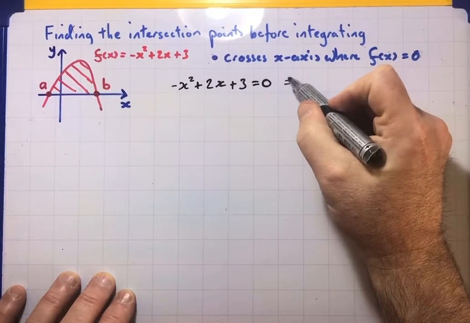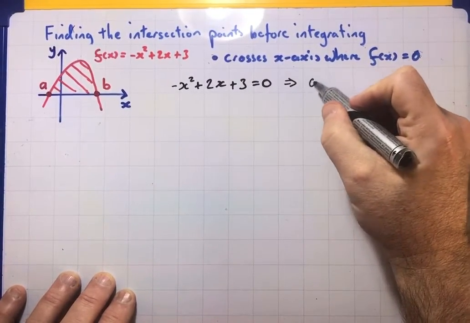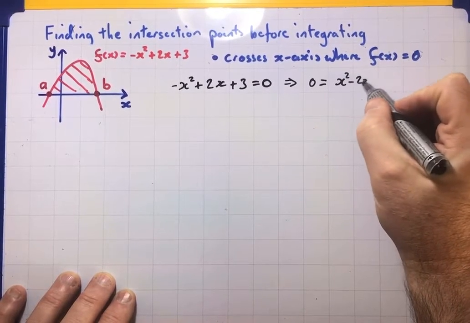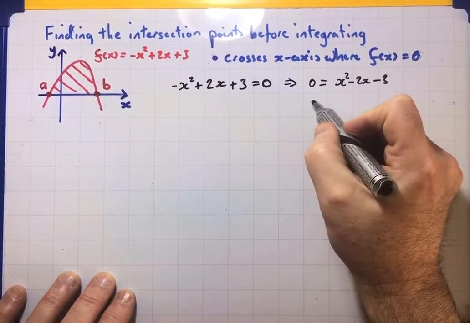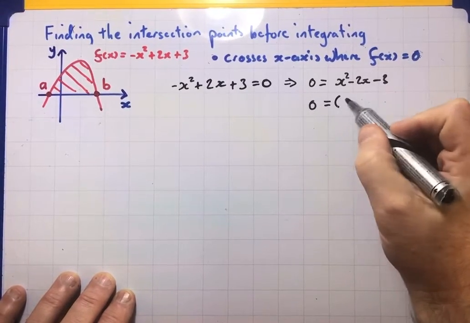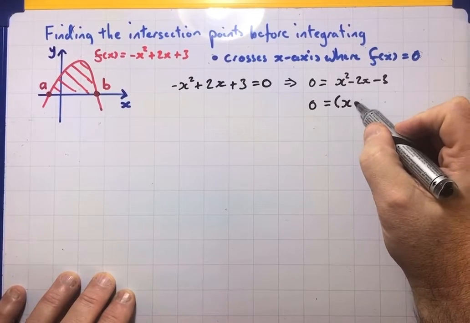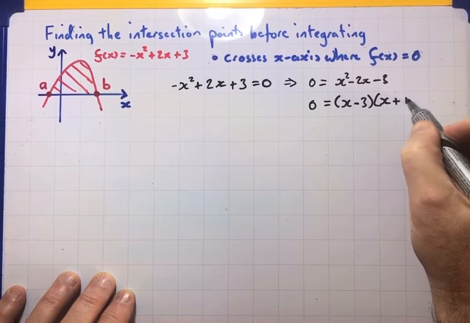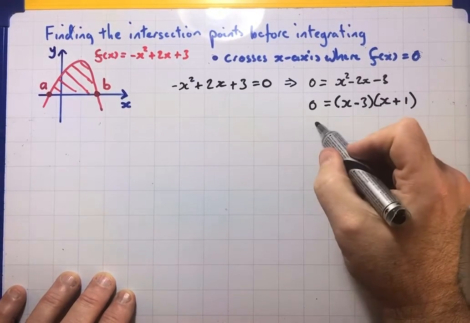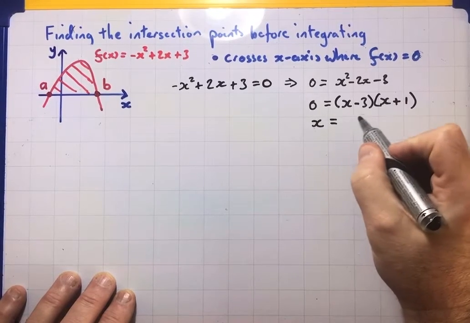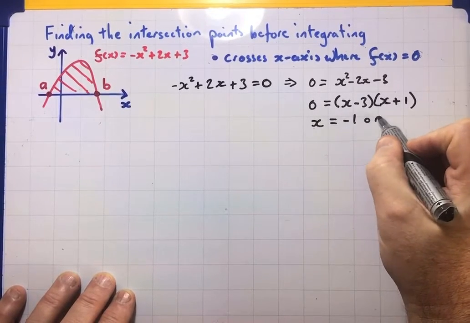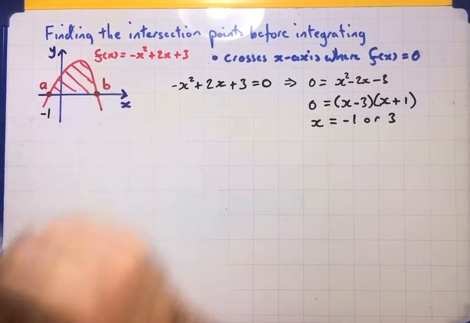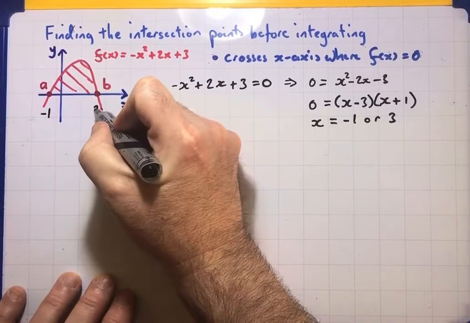It's probably a bit easier if you turn it round. So 0 equals x squared minus 2x minus 3. Just factorize it, you would get x minus 3, x plus 1. So that would give us x equals minus 1 or 3. And we can see from the diagram that A must be minus 1 and B must be 3.